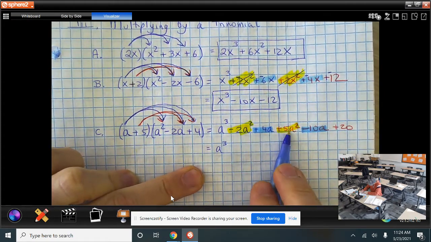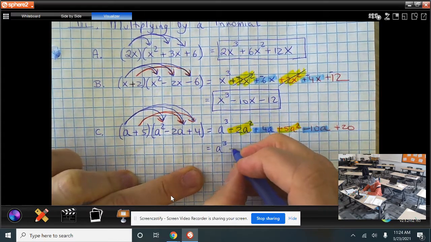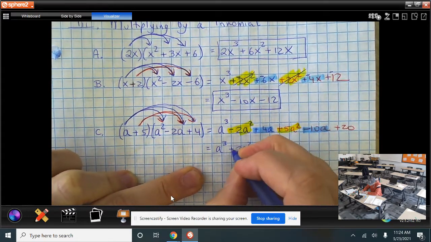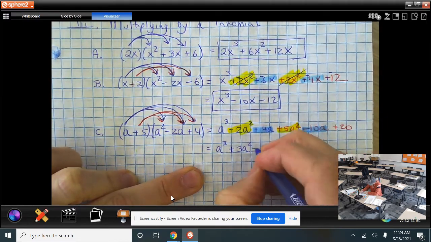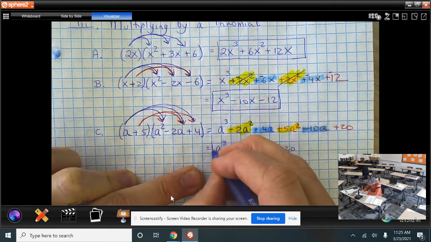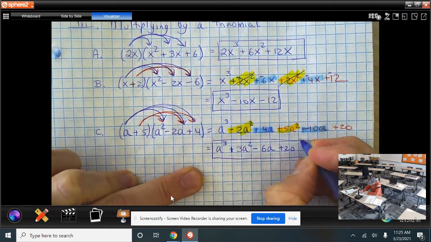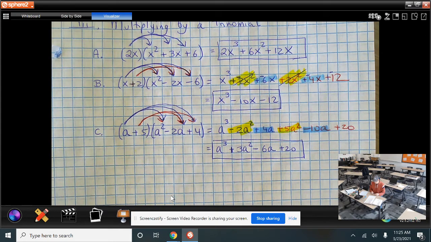Negative 2a squared and positive 5a squared gives me 3a squared, so plus 3a squared. 4a and negative 10a gives me negative 6a, and then there's a plus 20 all by himself at the end. So this is a 4-term polynomial of degree 3, a third degree polynomial or a cubic polynomial with 4 terms. Okay, there really is nothing else in this assignment that you need to do.